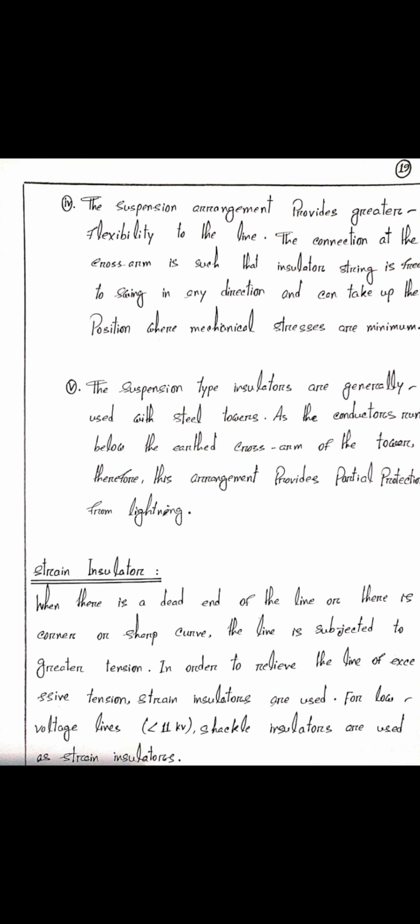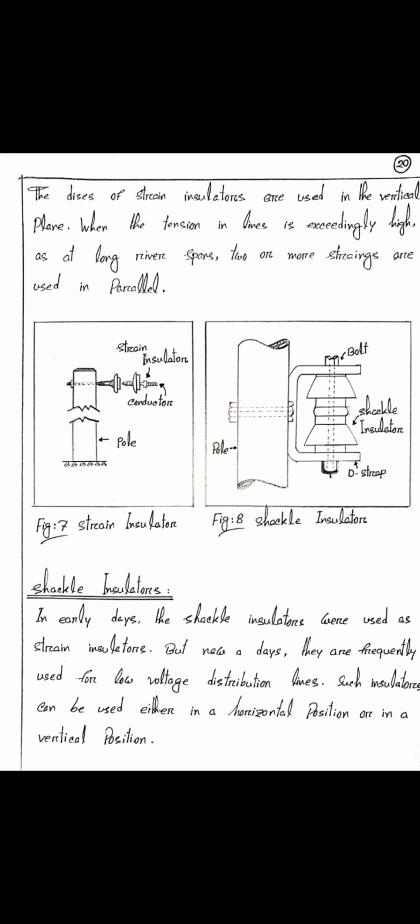Strain insulator: when there is a dead end of the line or there is a corner or sharp curve in the line, the line is subjected to greater tension. For low voltage lines up to 11 kV, shackle insulators are used as strain insulators. Here is the structure of strain insulator and shackle insulator. Shackle insulator. In early days, shackle insulators were used as strain insulators.